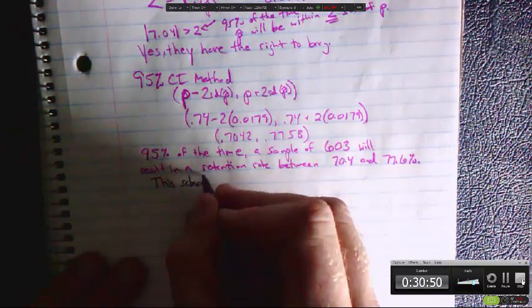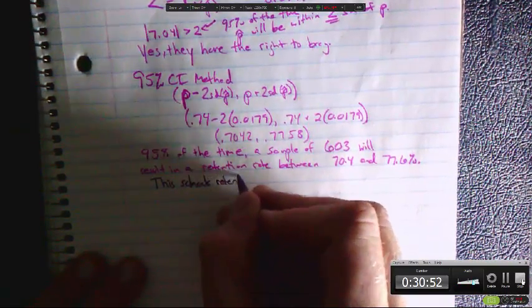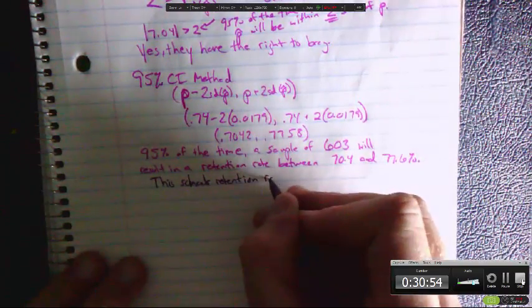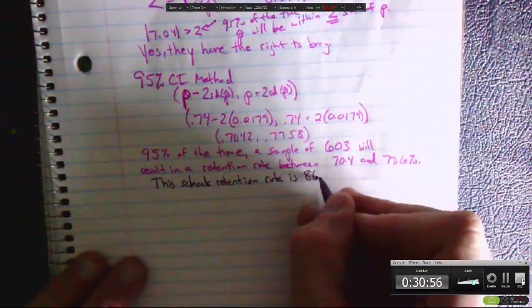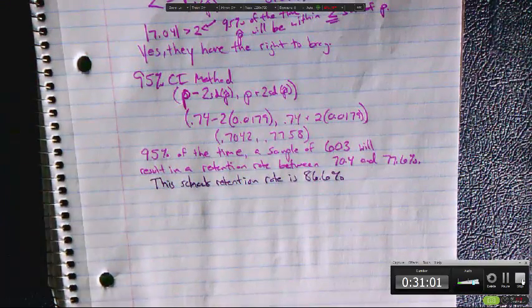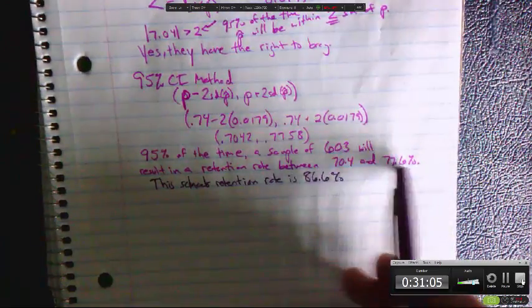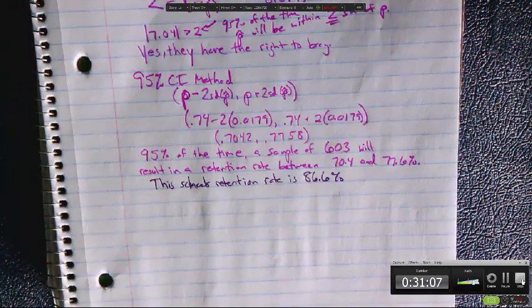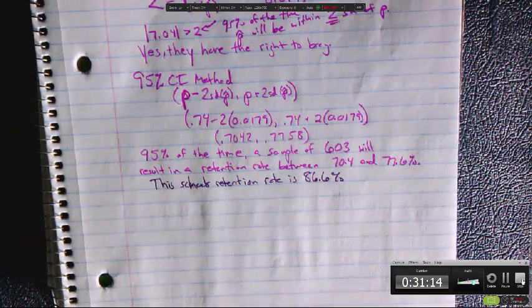This school's retention rate is 86.6%. We just said 95% of the time we should get a result of this. Are they better than this? Yes, they're way better. They have a right to brag. If they had a retention rate of 77.7, even if it's just 0.1% better, they have the right to brag because they're falling outside of that. What should happen 95% of the time? They're in that only 2.5% chance of possibility.